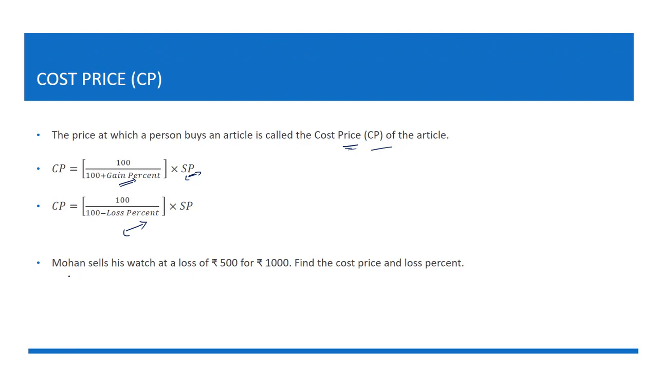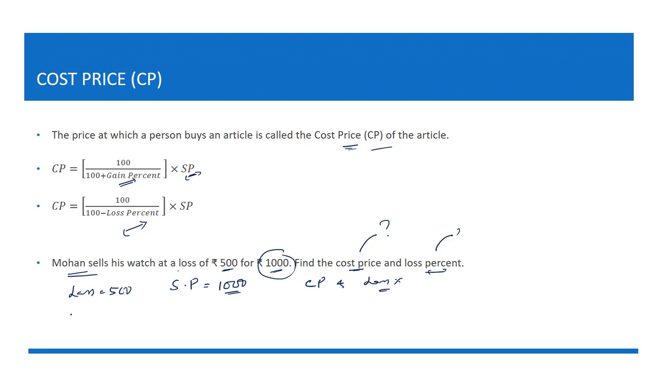Let us take an example. Mohan sells his watch at a loss of rupees 500 for 1000. Find the cost price and loss percent. We need to find the cost price and loss percent. To do that, let us check. Here, what they have given in this problem: Mohan is going to sell his watch at a loss of 500. The loss they have given is 500, for 1000 rupees. That is nothing but the selling price. The selling price is 1000 rupees. We need to find the cost price as well as the loss percent.